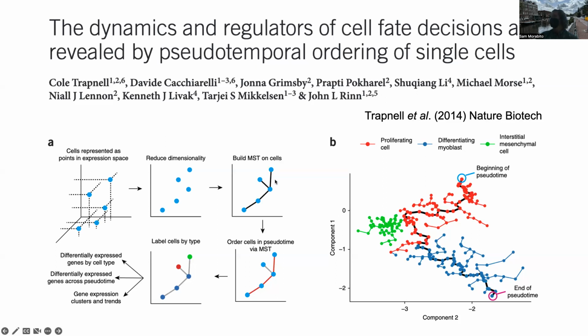That basically connects the cells into a graph, and then they can order the cells by assigning a start point. And then they can just do downstream analysis like differential gene expression and stuff like that. So the minimum spanning tree is shown in panel B for this data set.